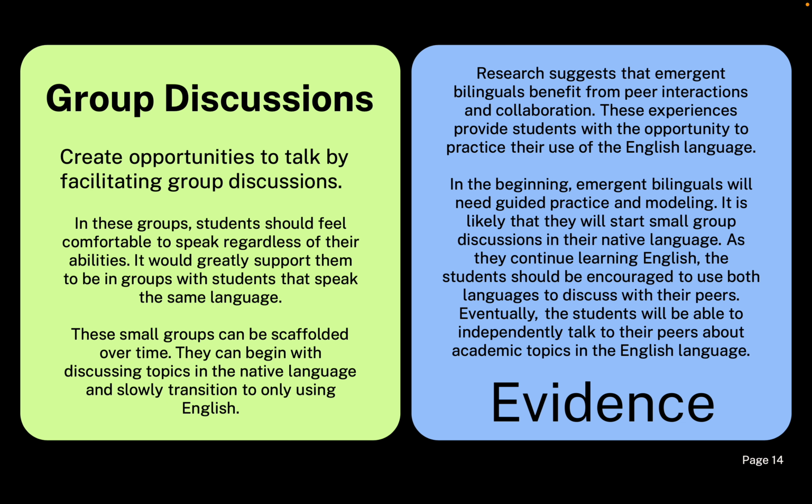Research suggests that emergent bilinguals benefit from peer interactions and collaboration. These experiences provide students with the opportunity to practice their use of the English language. In the beginning, emergent bilinguals will need guided practice and modeling. It is likely that they will start small group discussions in their native language. As they continue learning English, the students should be encouraged to use both languages to discuss with their peers. Eventually, the students will be able to independently talk to their peers about academic topics in the English language.